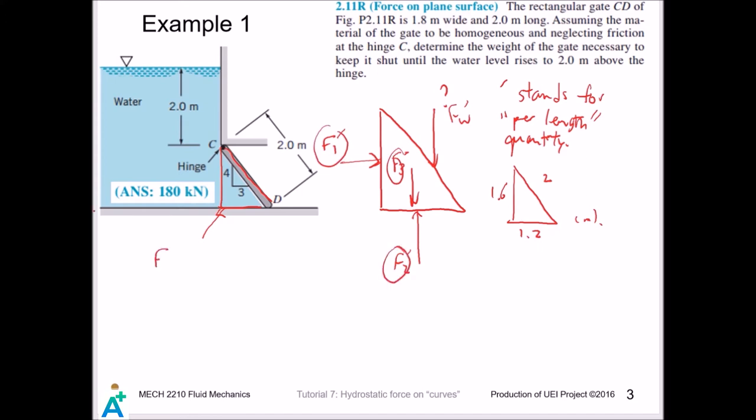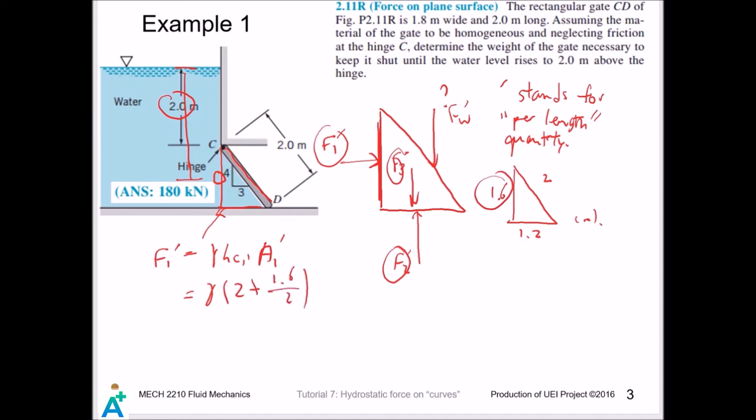So F1 prime is the hydrostatic force per length, and that is gamma HC1 area per length. And we substitute in the values of HC and A1 prime. So that is gamma. So what is HC1? If this is the centroid of this surface, then this length is going to be HC1. And that will be 2 meter plus half of this length. So we write it down.